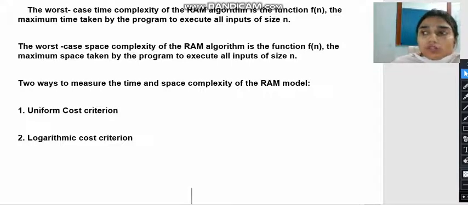In the uniform cost criteria, it says that RAM instructions require 1 unit of time to execute, and every register requires 1 unit of space. While in the logarithmic cost criteria, it takes into account that an actual word of memory has a limited storage capacity. So the uniform cost criteria is appropriate if the values manipulated by the program always fit into one computer word.